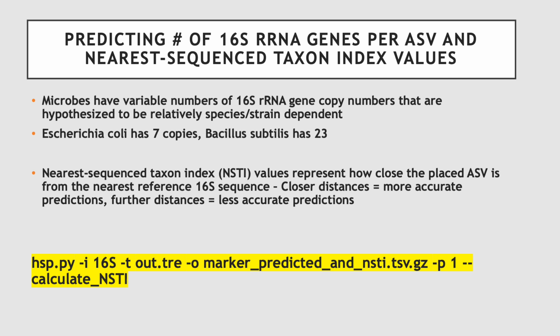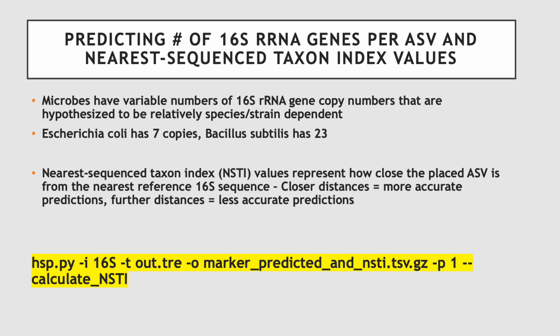So what we're going to do is predict the number of 16S rRNA genes for each ASV. So we can account for these differences in gene copy numbers, so we can get an idea of how many genomes there are rather than just how many 16S rRNA genes there are.